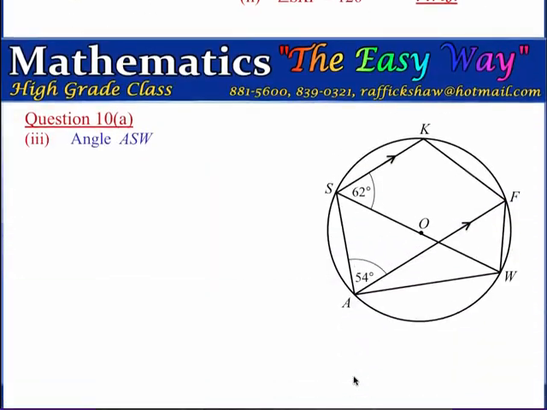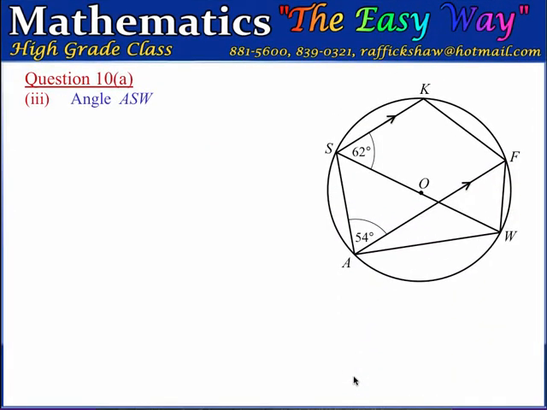Let's move down now to part 3. Now part 3 wants us to find angle ASW. That's this angle right here. Let's call that angle beta and show that angle on the diagram. And so we're trying to find this angle beta.